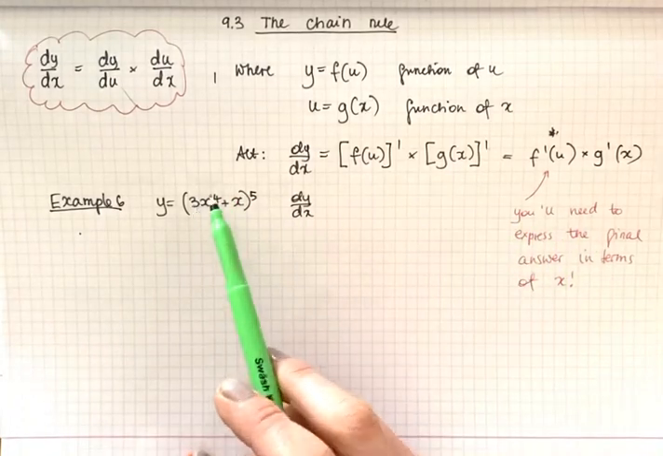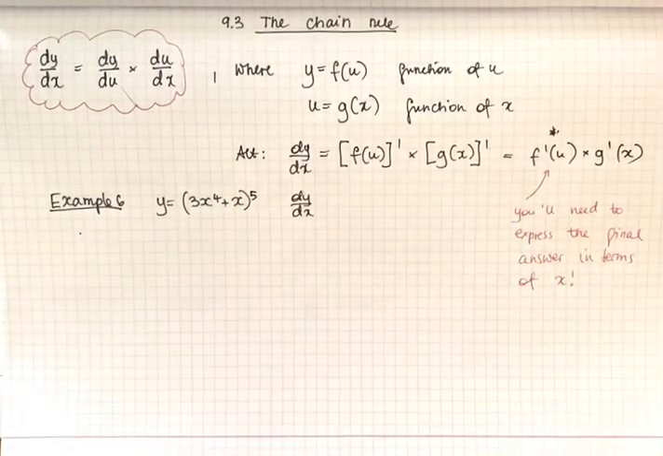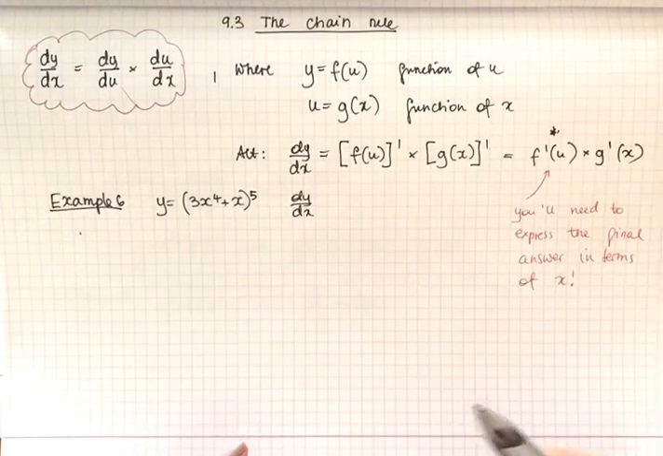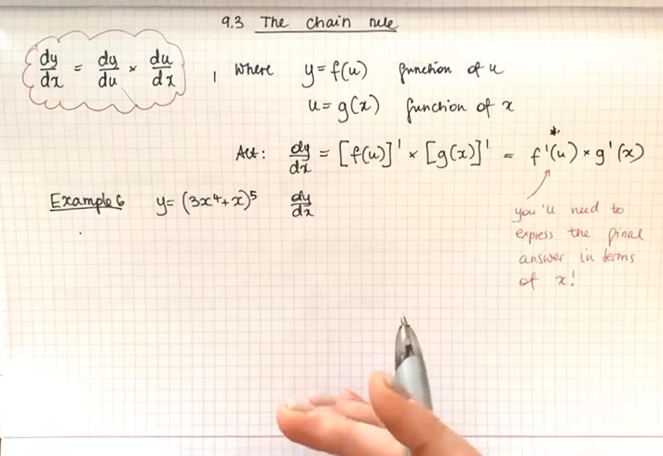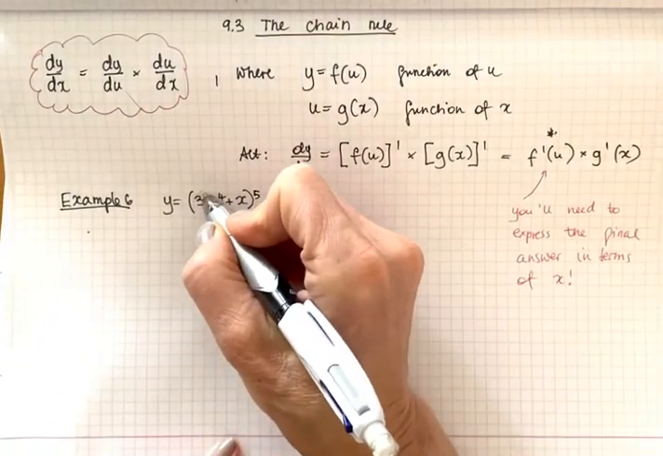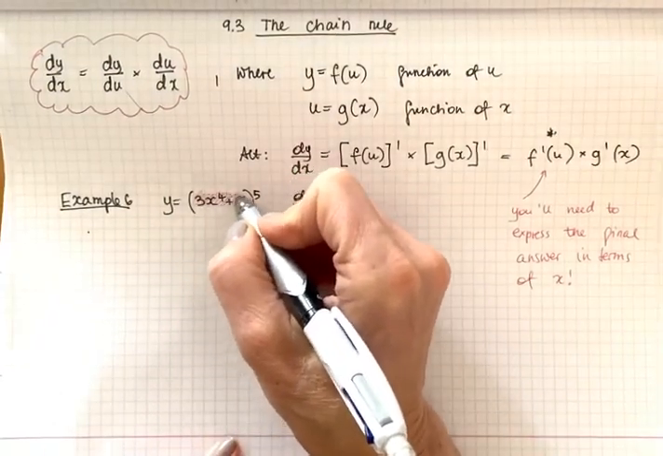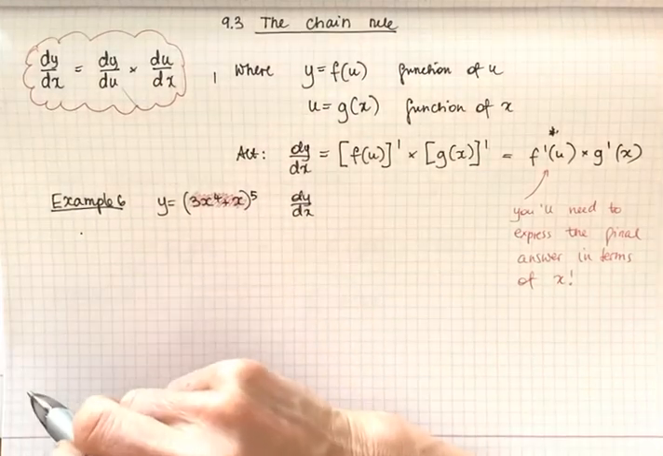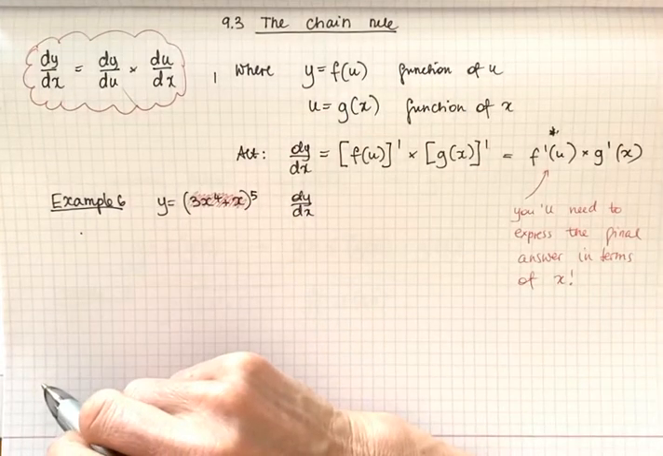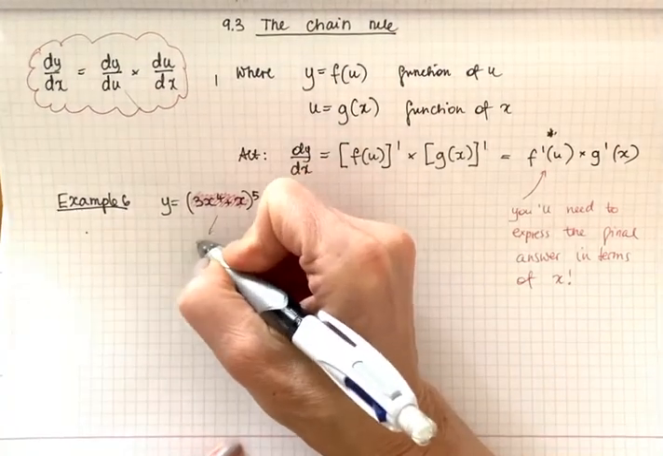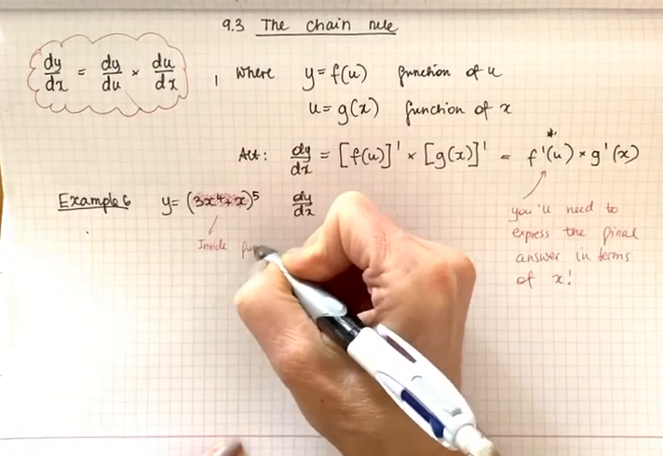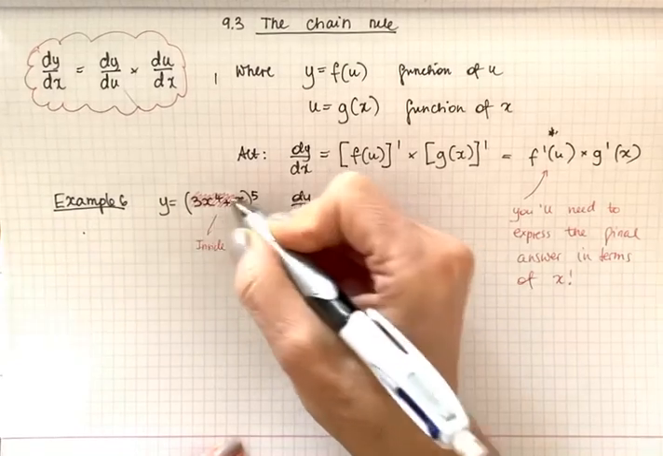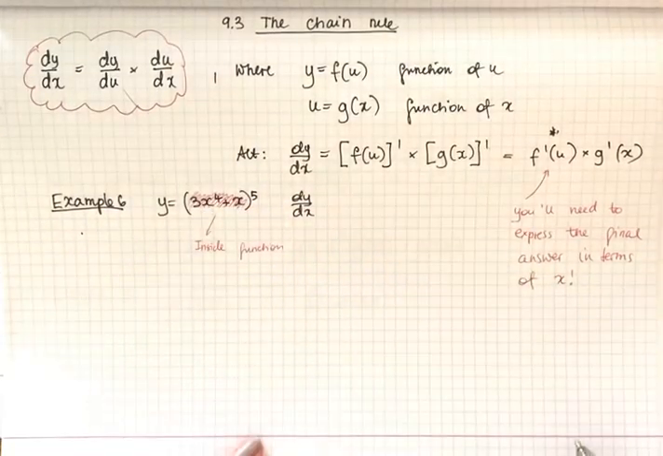So over here you could see that you have got a couple of functions going on. There's more than that, but you could think of the two main functions going on. You could see that inside the bracket you have got this 3x to the power 4 plus x. This is the inside function. And then this bracket is raised to the power of 5.